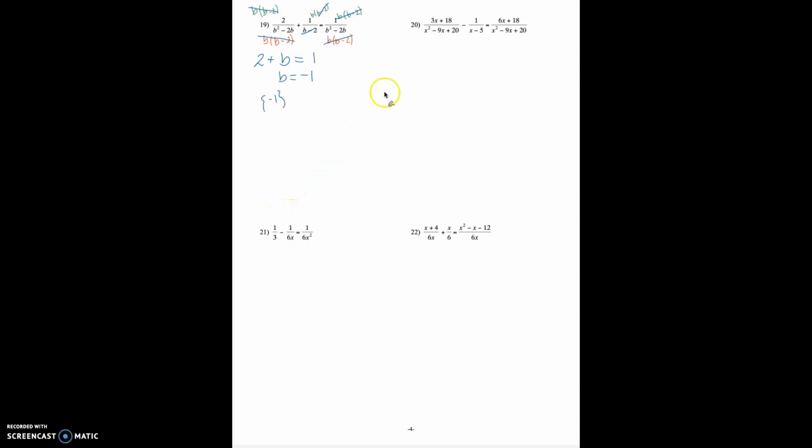All right, the last one I'm going to do with you, number 20. Again, first thing, we're going to factor those denominators. So you'll notice that the first and last term, or what it's equal to, have the same trinomial. So that's nice. We have x minus 5 times x minus 4. All right, same thing here. x minus 5 times x minus 4. So we're going to multiply each term in this equation by x minus 5, x minus 4.